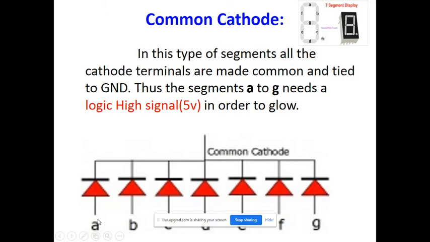Suppose we provide 0 at a terminal. In that case, this terminal is 0 and the other terminal is also 0. Both are equipotential, and that's why current will not flow and the LED remains off. In this fashion, under the common cathode configuration, when you provide 1, the respective LED turns on. When you provide 0, the respective LED turns off. This is the basic knowledge regarding common cathode.